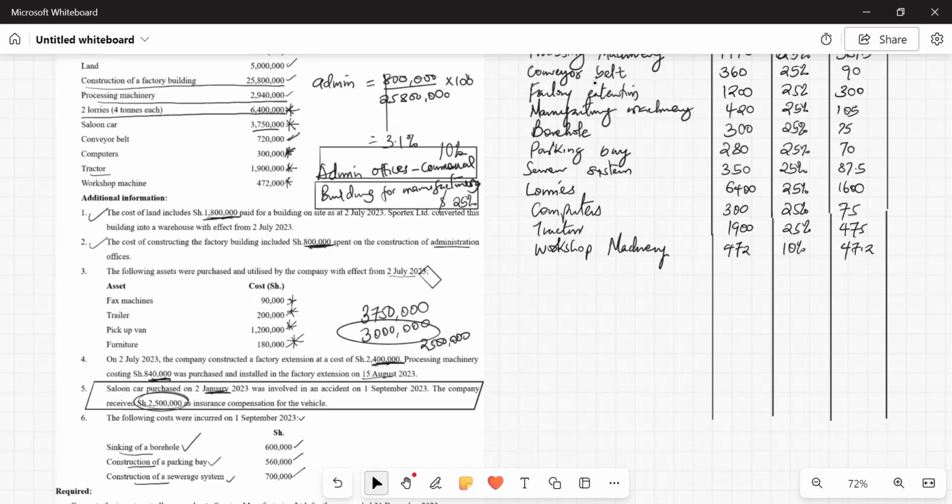Then we pass number one, number two. We have talked about them. We go all the way to number three. In number three, we have fax machine. And this machine is 90,000, 25% also. How much is that?